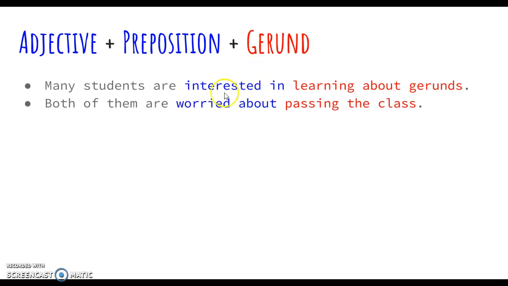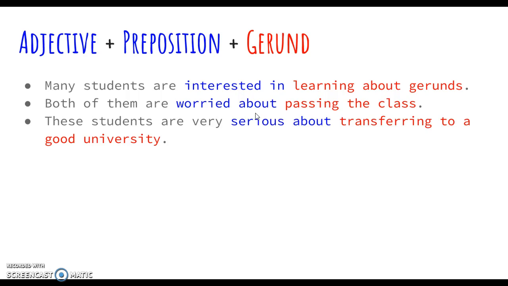Another example, both of them are worried about passing the class. We have the adjective worried, preposition about, and then the gerund phrase passing the class. So passing the class, this gerund phrase is actually the object of the preposition about. And here's another example.